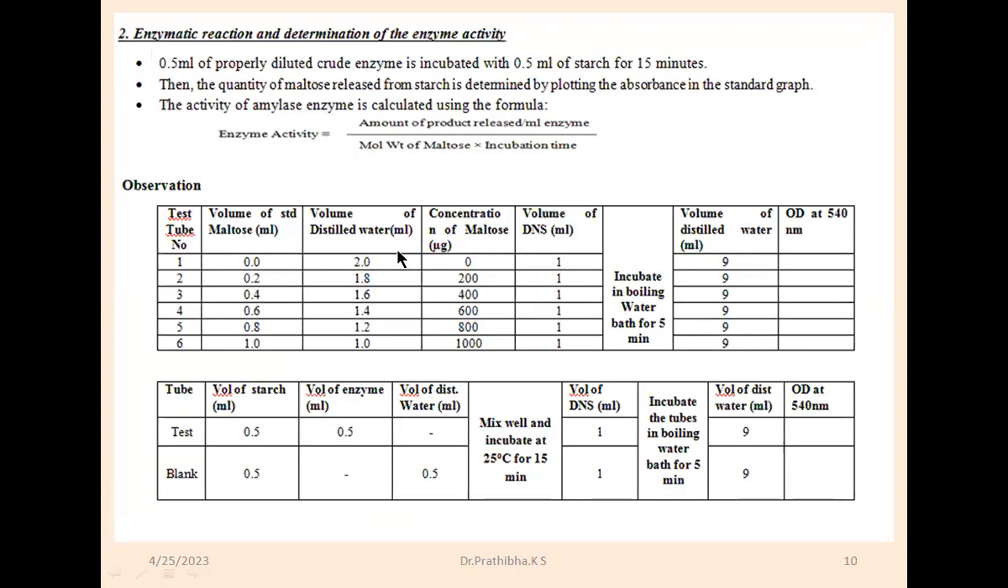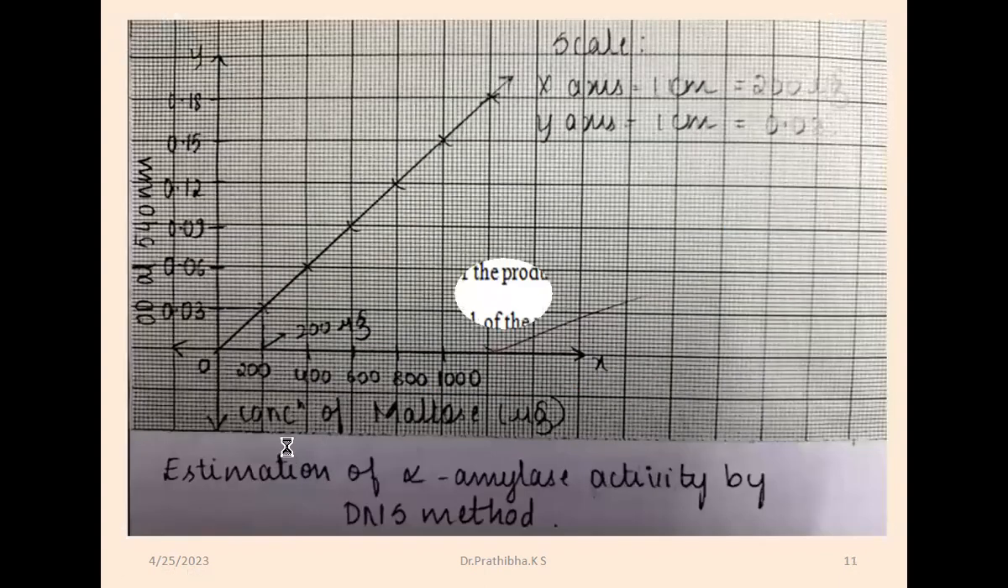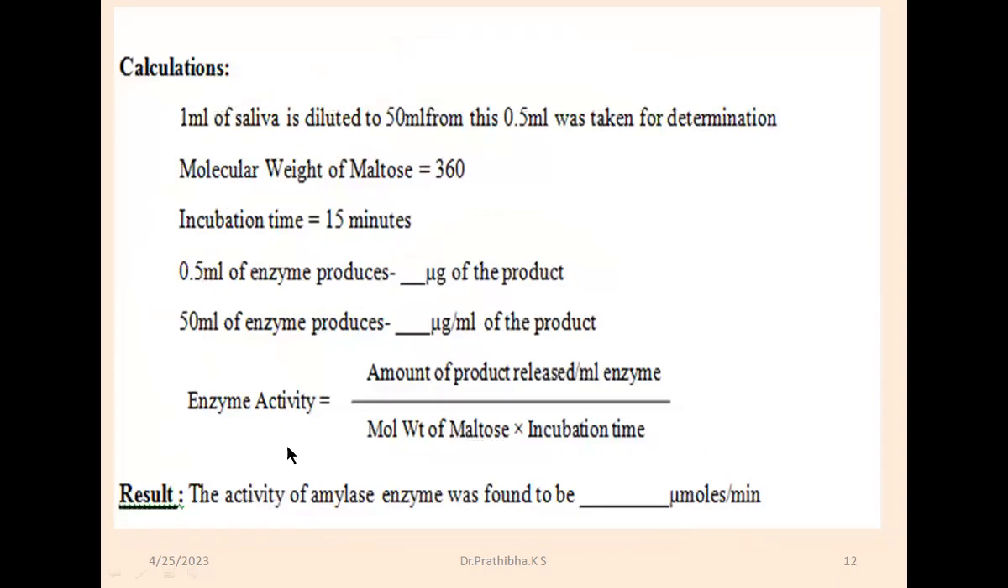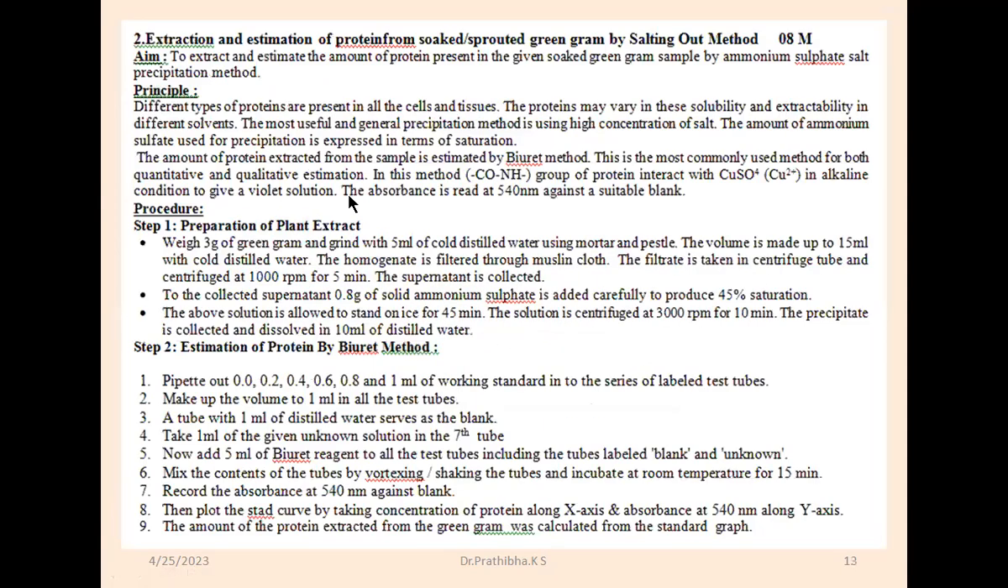Then you need to plot the graph, you need to write this tabular column, okay, to find out the enzyme activity. Then you need to write this particular table. Okay, so the table follows like this, then the graph. Okay, then you also focus on this particular calculation part, then write the result.